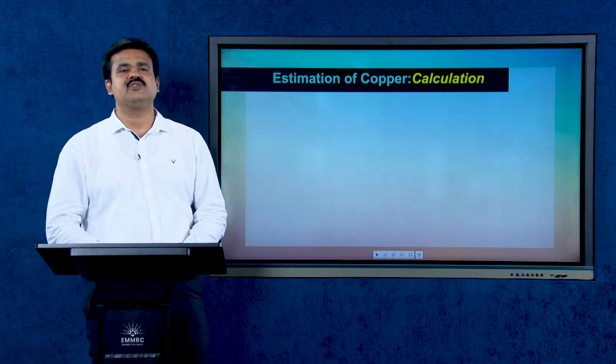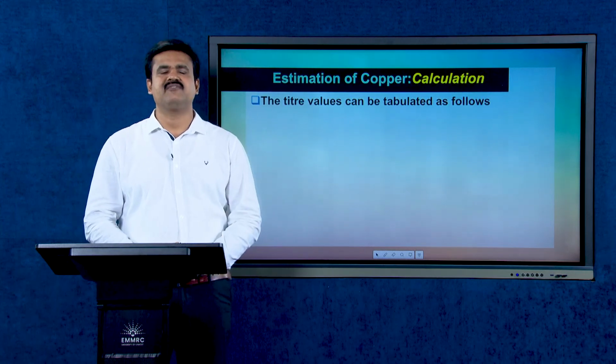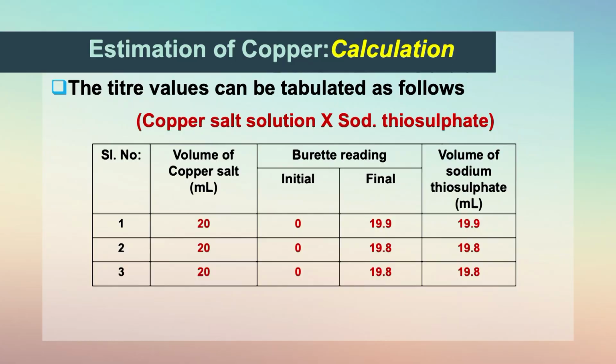Now we are entering into the calculation part of the estimation of copper. The titer value can be first tabulated like this. Here we are performing the titration of copper salt solution against sodium thiosulfate solution. Volume of copper salt pipetted in 3 cases will be equal to 20. Corresponding titer values are obtained from the burette readings, and they are also shown here.